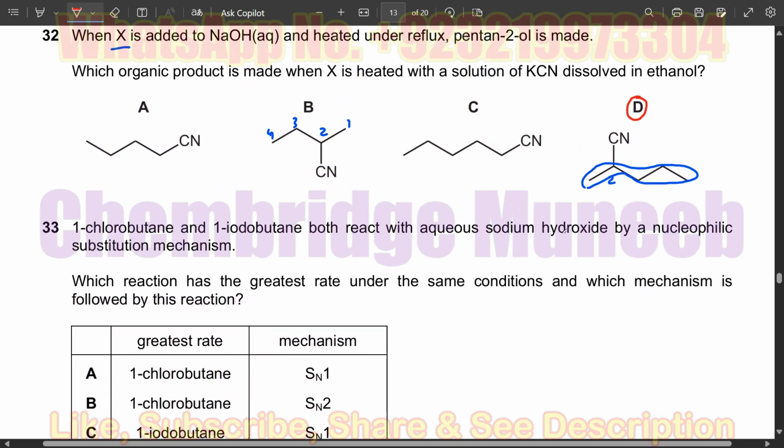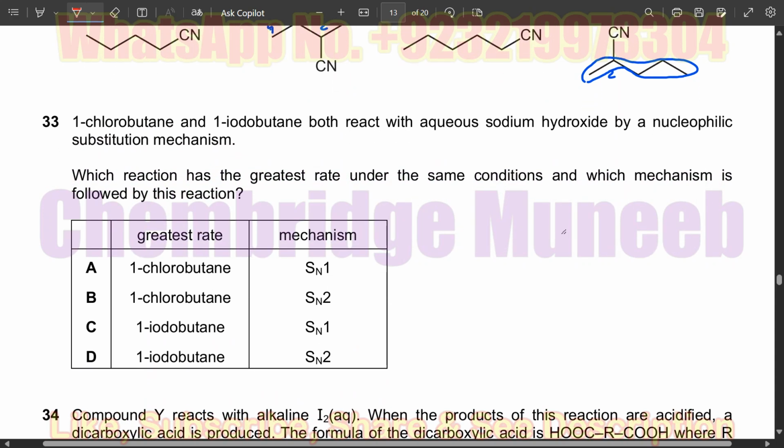Question number 33. 1-chlorobutane and 1-iodobutane both react with aqueous sodium hydroxide by the nucleophilic substitution reaction. Which reaction has the greatest rate under the same conditions, and which mechanism is followed by this reaction? So we can see that both of these are basically primary halogenoalkanes. Both of them are primary halogenoalkanes.